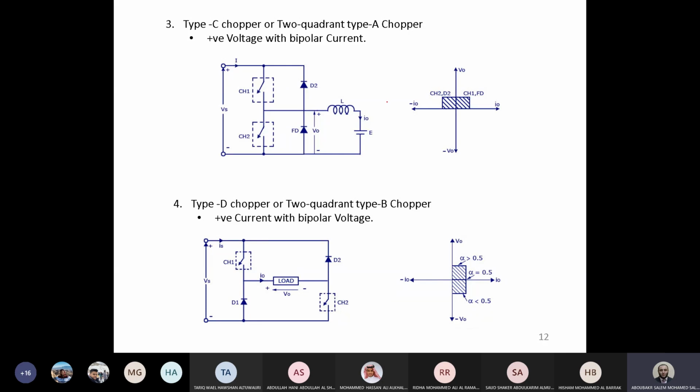But with the help of inductance and the capacitance, we can add it. And even the circuit here is made for battery charger. Okay, so this circuit here can be used for battery charger.